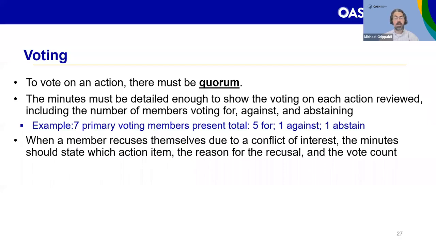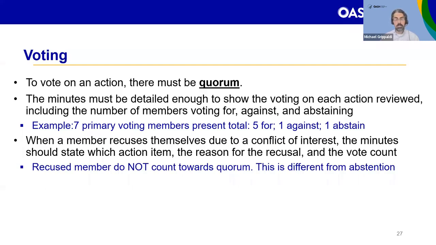Recusals occur when a member has a conflict of interest. If a member recuses themselves, the minutes should note which items the member had the conflicts of interest. Conflicts of interest are routinely thought of as being financial, but they can also exist beyond that. Like if I was reviewing the research of my supervisor, that would be a perceived, if not an actual, conflict of interest. The regulations do say that a conflicted member cannot vote on research action items.